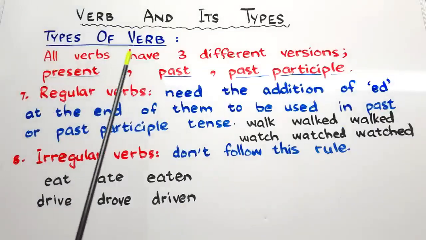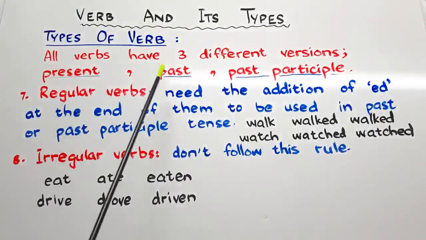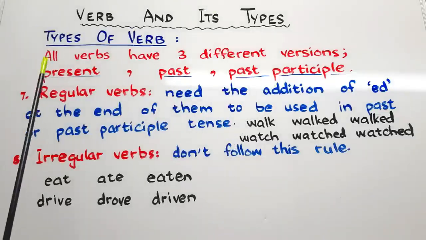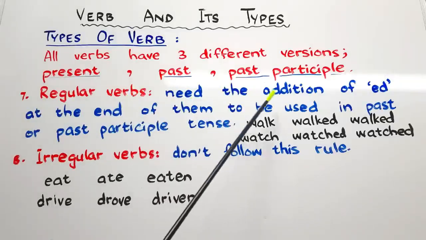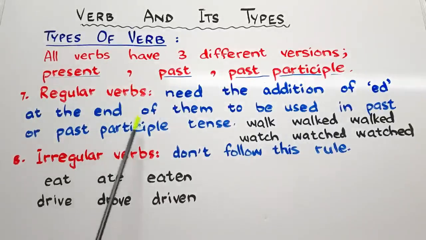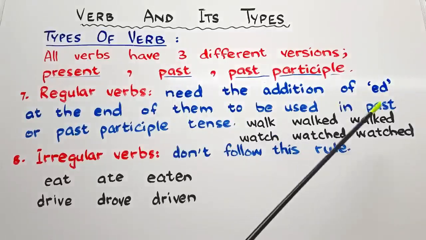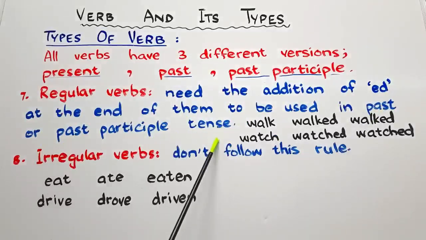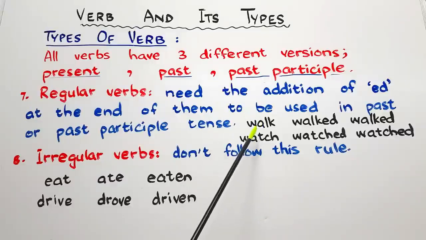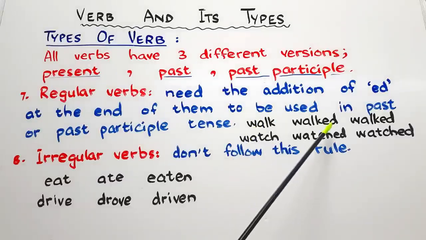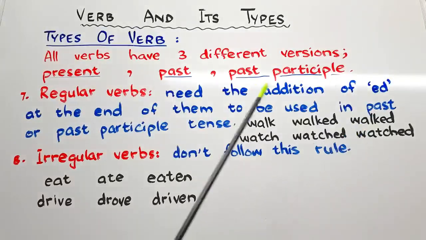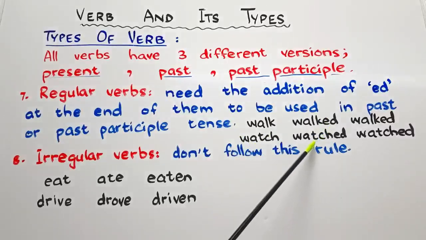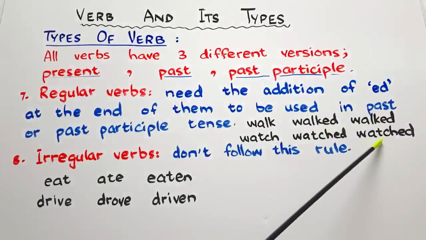As we all know that all verbs have three different versions: present, past, and past participle. So the 7th and 8th category depend on this. At number 7, we have regular verbs. Regular verbs need the addition of ed at the end of them to be used in past or past participle tense. Like the first form of verb or the present form is walk. The past is walked with ed and the past participle is also walked with ed. The verb is watch, the past form is watched, and the past participle is also watched.